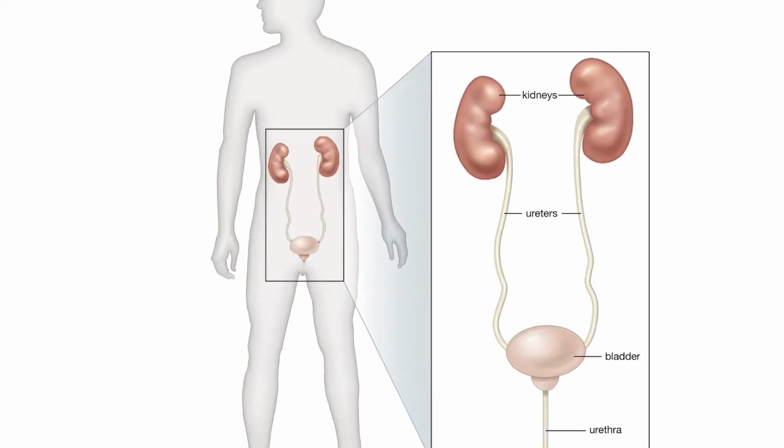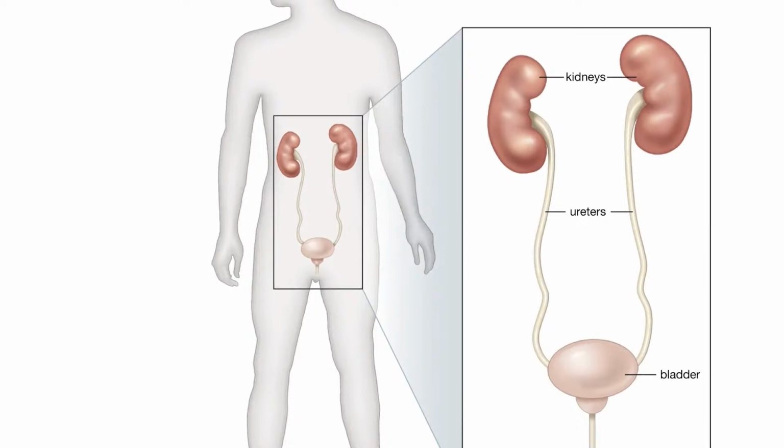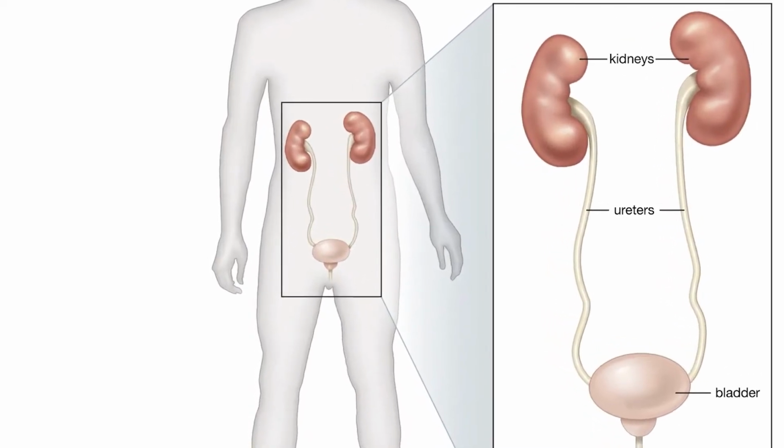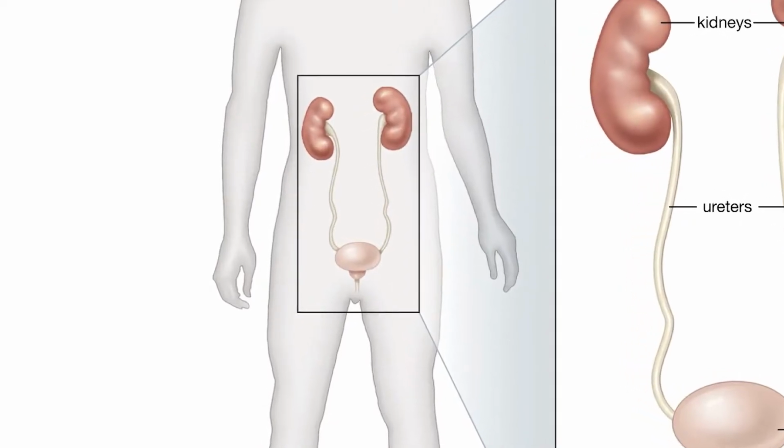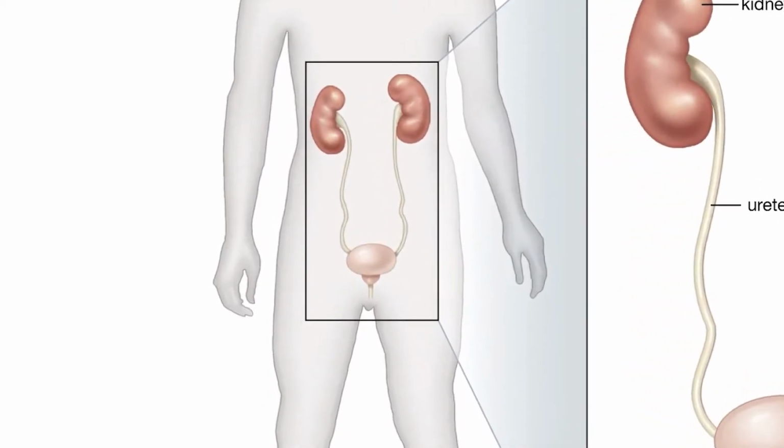The urethra is a tube-like structure that carries urine from the bladder to the outside of the body. In males, the urethra is longer, approximately 20 centimeters in length, and also carries semen during ejaculation.